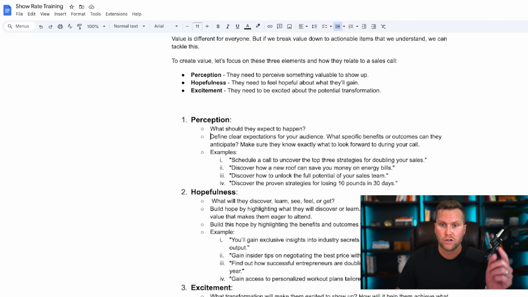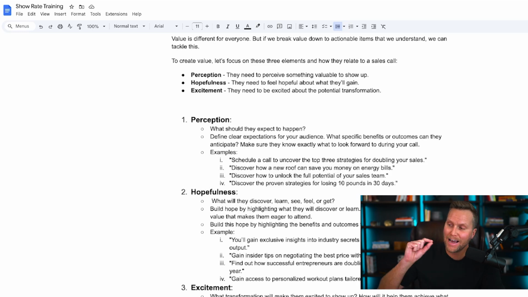So what I want to do is break down every single one of these individually. Let's start first with perception. So what should they expect to happen on the call? That is a question that you must ask yourself. What are they perceiving, right? Are you defining clear expectations for your audience on what is going to happen on the call itself, right? What specific benefits or outcomes can they anticipate? So what you want to do is make sure that they know exactly what they are going to look forward to on the call.